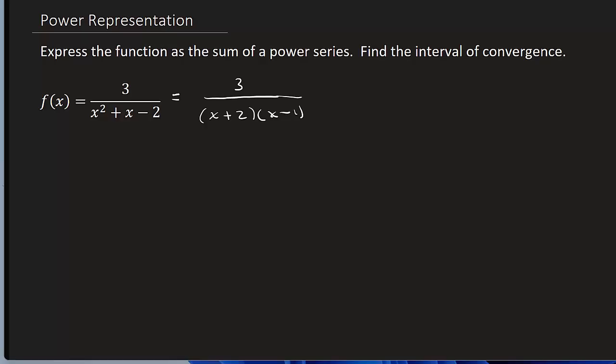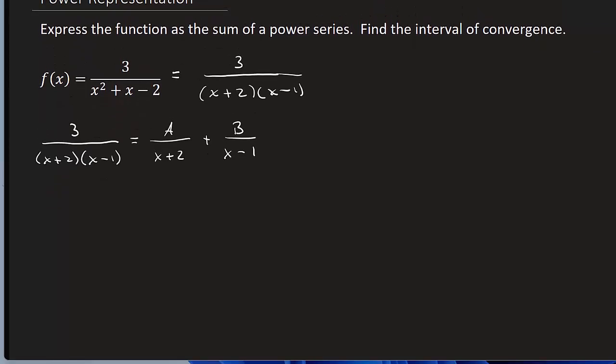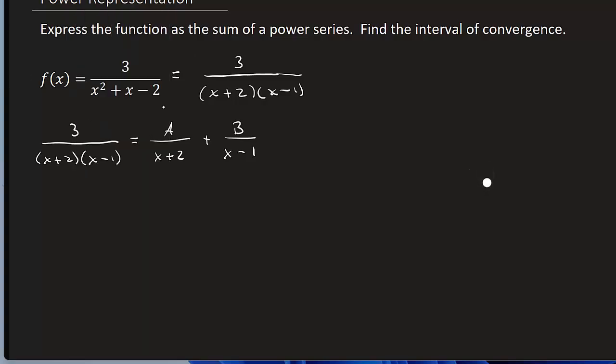So we've got 3 over x plus 2 times x minus 1, and that's equal to A over x plus 2 plus B over x minus 1. Hopefully you still remember how to do partial fractions. If not, I'll explain it a little bit as we go. What we're going to do is multiply each term by the common denominator.